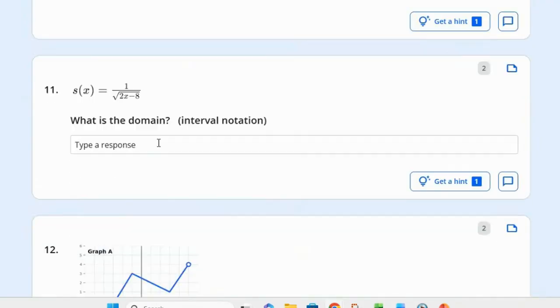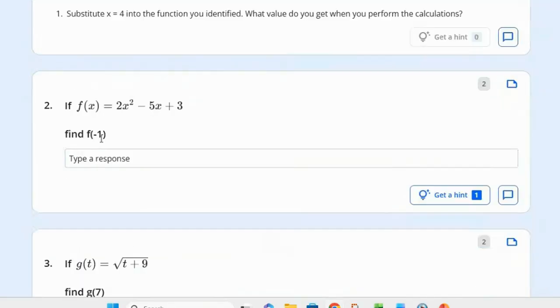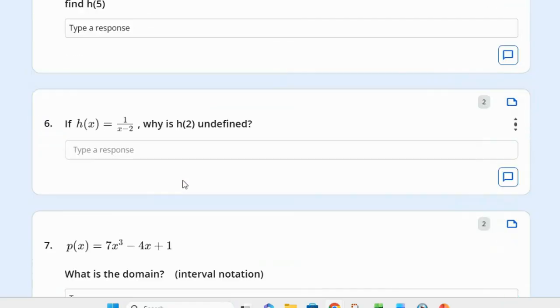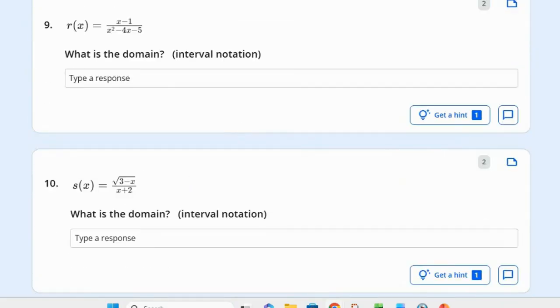So 15 problems: domain and range, interval notation, substituting numbers in and just coming up with an answer. I try not to do anything that was like a trick question. I don't like trick questions necessarily, but there you go. That's what we got this week. 15 problems. If you have any problems or questions, I will be in class on Thursday.